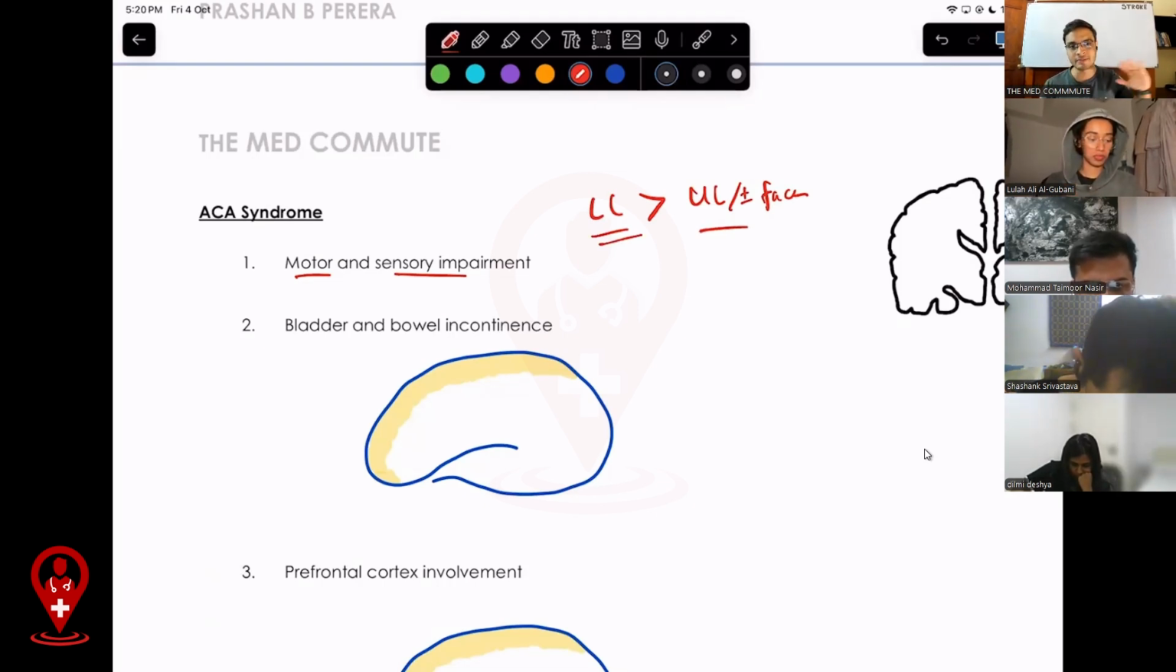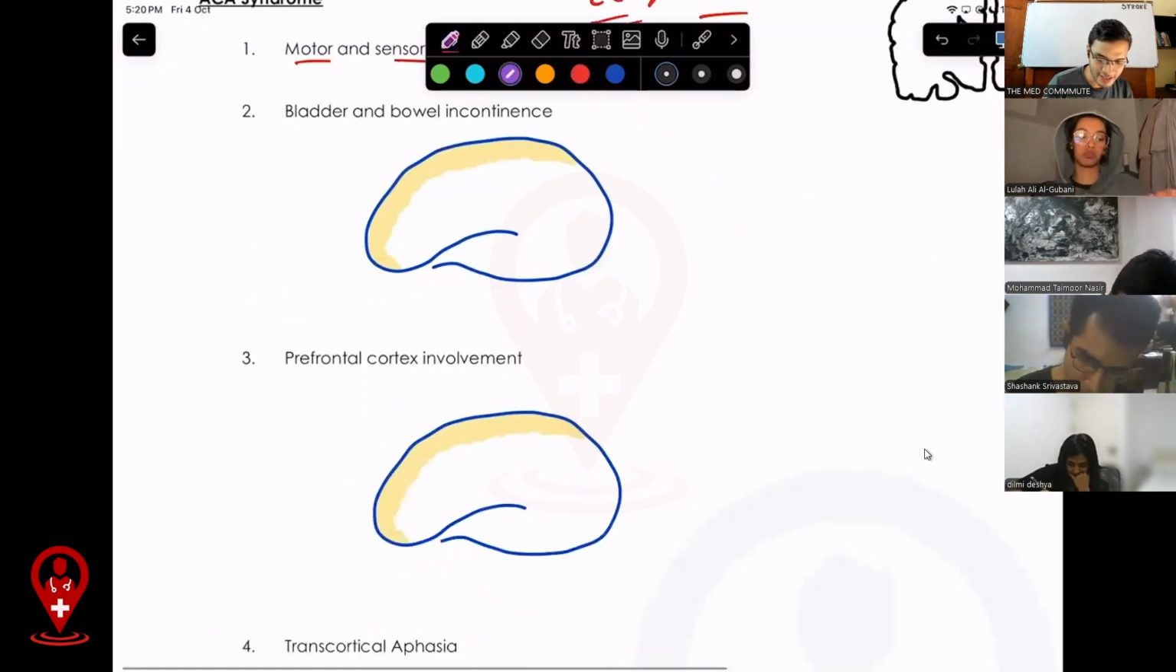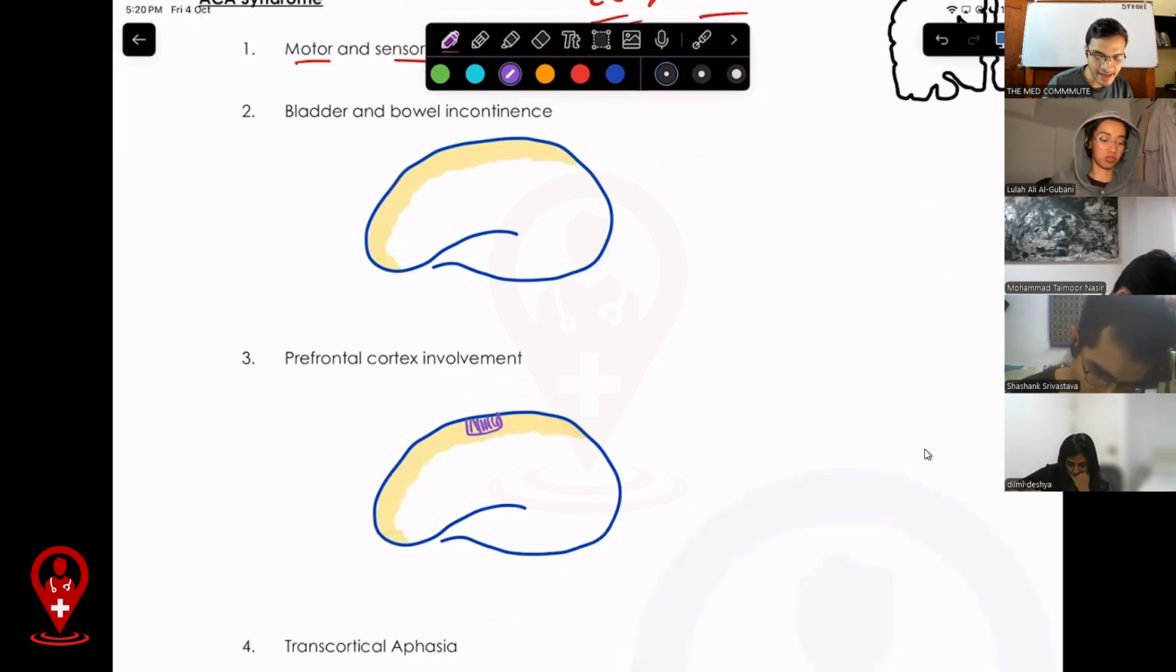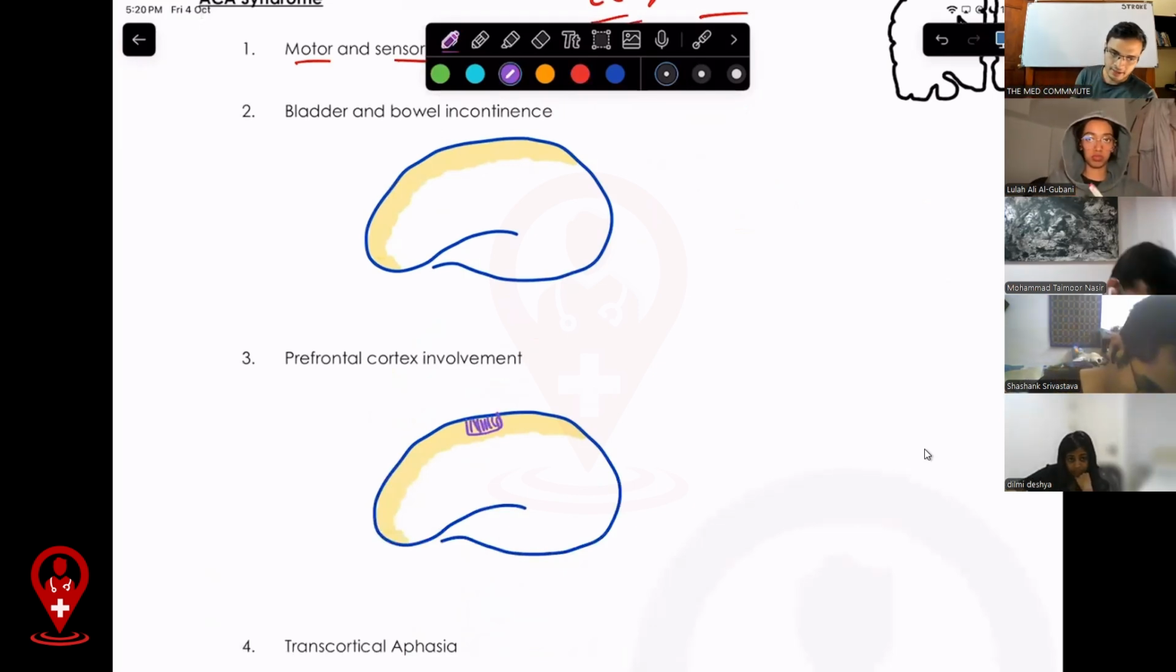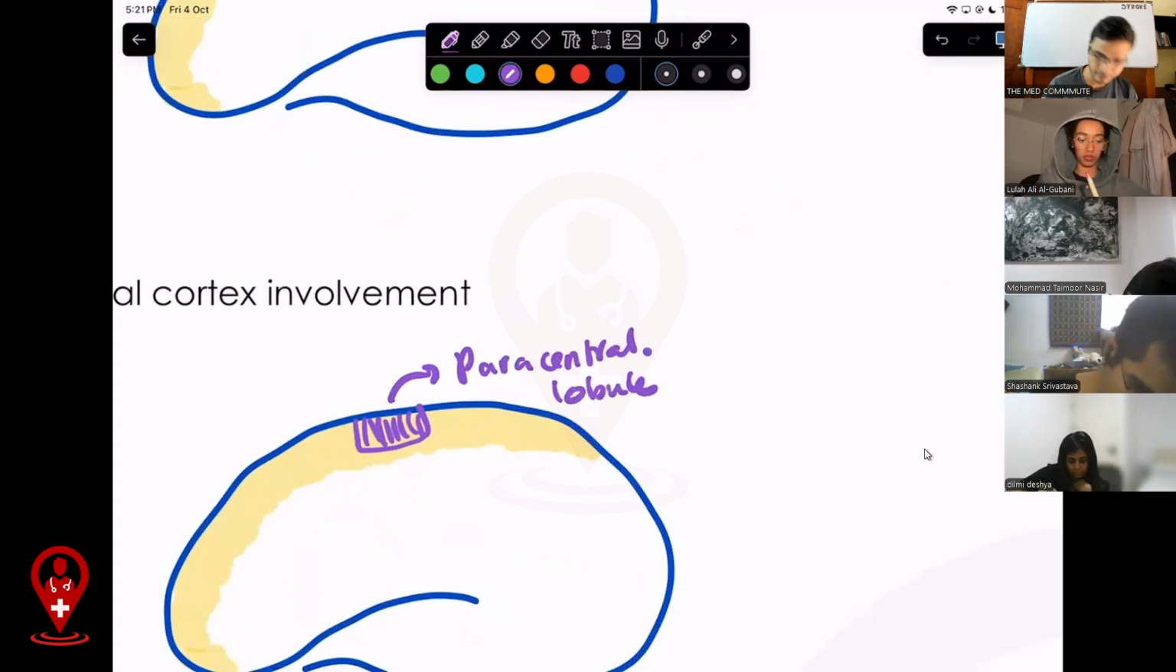Now we'll look at the other symptoms that come with ACA problems. One is, guys, bladder and bowel incontinence. How is this happening? We are not going to go into depth. There is an area in this ACA supplied area, you all can write it down, called the paracentral lobule, guys. It's a special area, also supplied by this ACA, and this one controls your bladder and bowel sphincter functions.